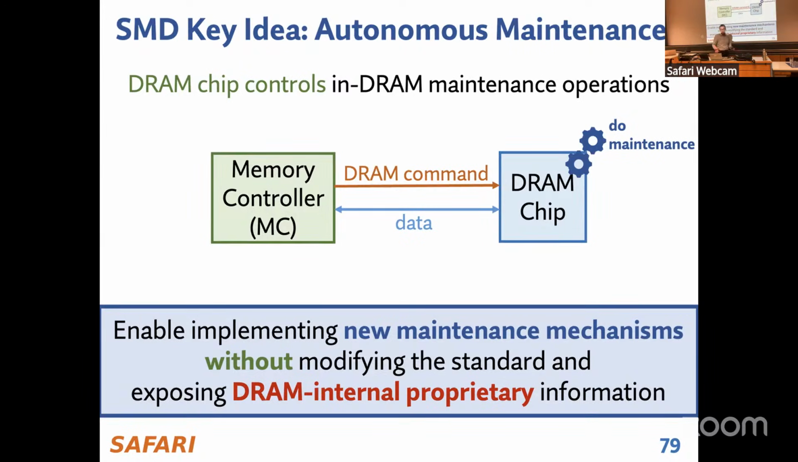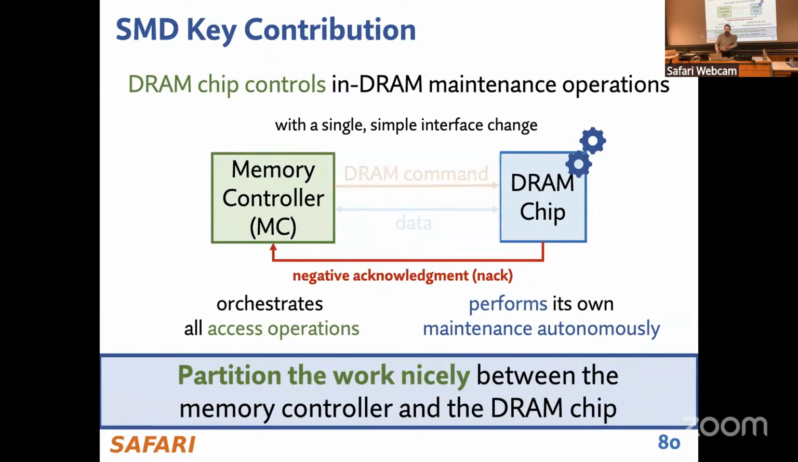All of those computations, at fine granularity, it can do these operations. And if for some reason at that point, the memory controller needs to access that particular portion where it's doing maintenance on, the DRAM chip can say no, basically. That's the idea. Have a negative acknowledgement at fine granularity. And this negative acknowledgement changes the interface a little bit, but it gives a lot of freedom to the DRAM manufacturers.